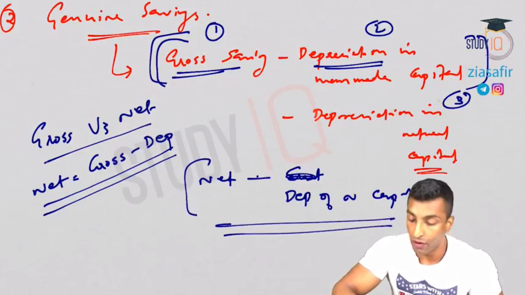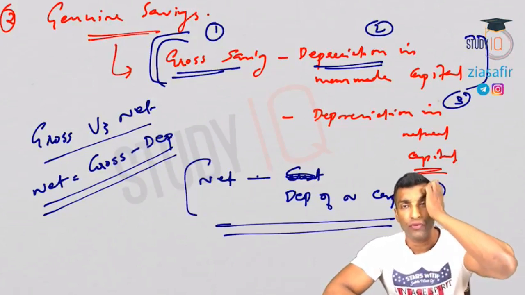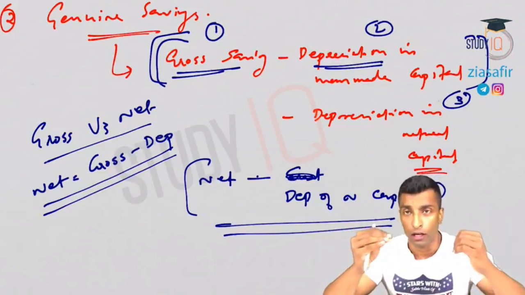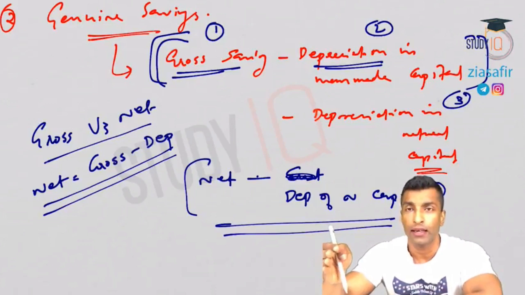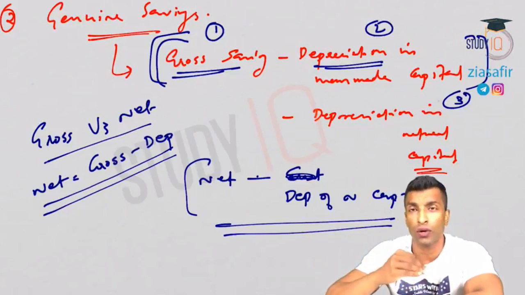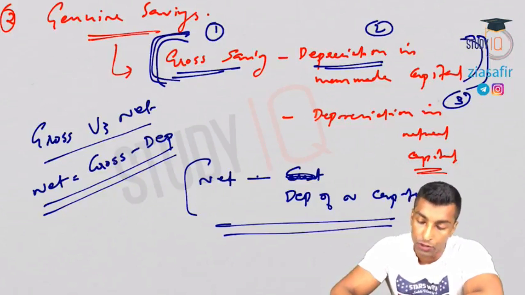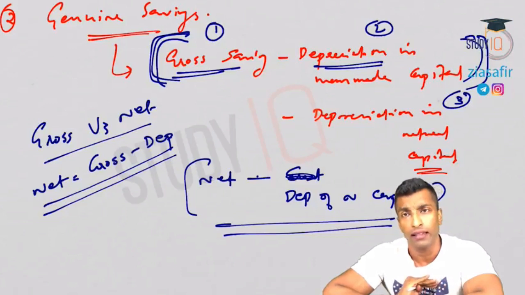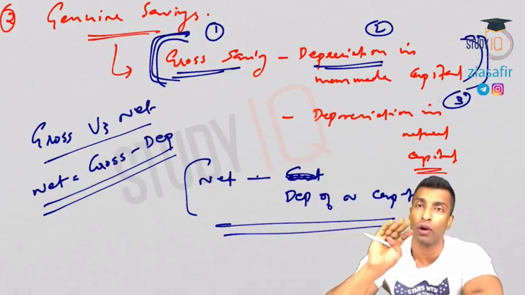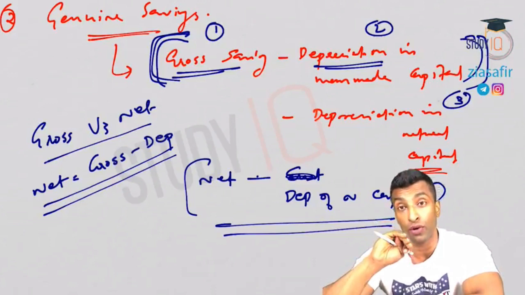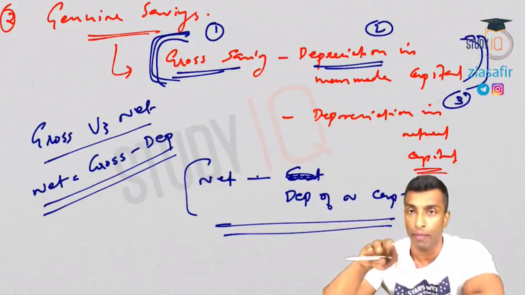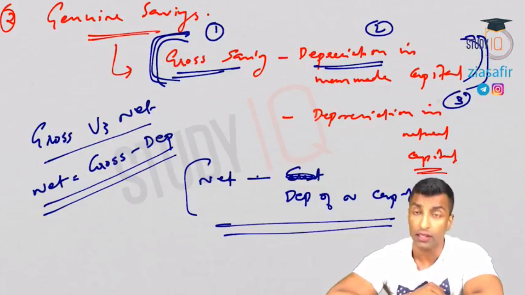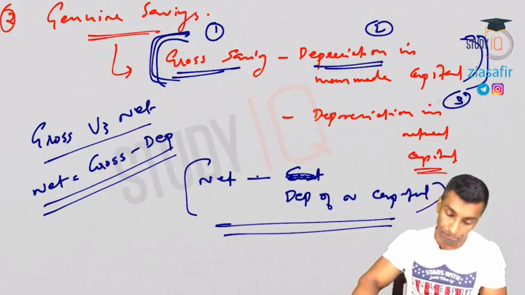Okay, so in that way also you can write, instead of gross savings, if you get an option like net savings, it is also correct. The reason is gross minus depreciation is net. So instead of using gross savings, you can also use net savings by combining these two together. So I have combined these two together and made it net savings. And then once you have net savings, then only consider depreciation in the natural capital. Man-made capital we have taken when we discussed net savings. Okay, so I hope this is clear for all of you. That is about genuine savings.